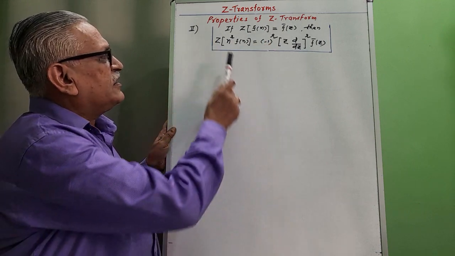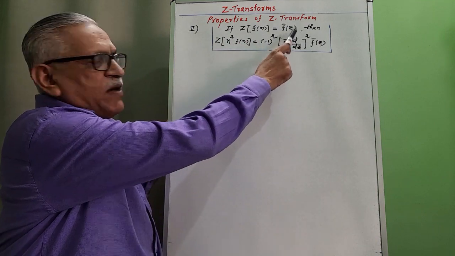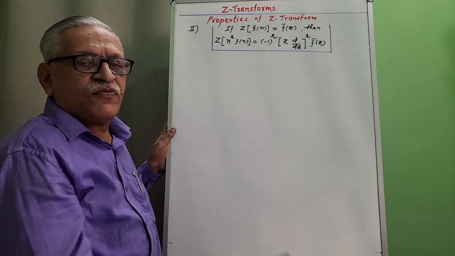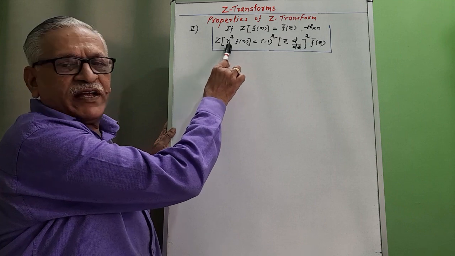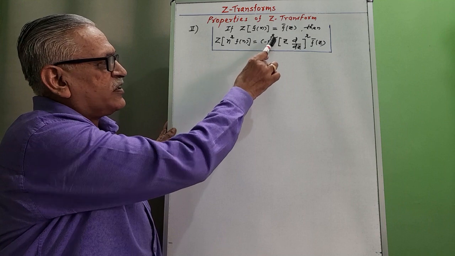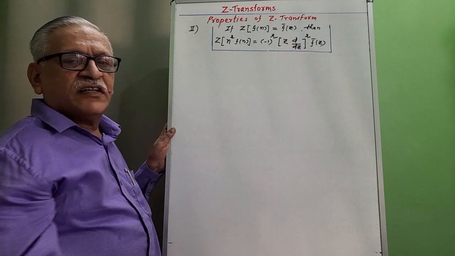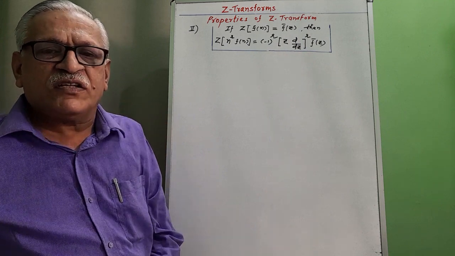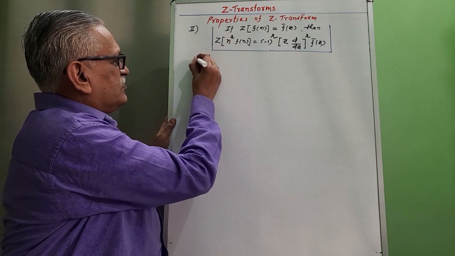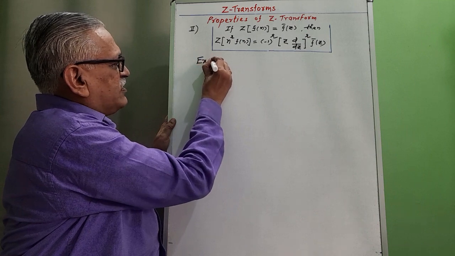Second property, it states like this: if Z transform of f of n is equal to f bar of z, then Z transform of f of n multiplied by n raised to r is obtained by minus 1 raised to r into z d by dz bracket raised to r operated on f bar of z. This is the second property, and to know how we can use this, we try to see the first example.